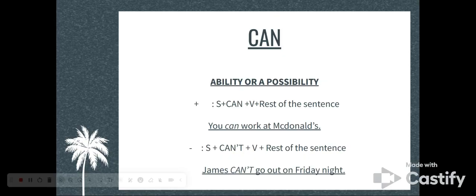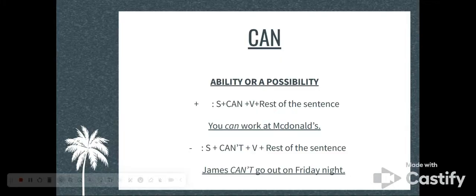So you can work at McDonald's. You don't have to. It's not an obligation. It's an option, a possibility. It's something that you can do. Okay, so if I say that you can work at McDonald's, it's because you also have the ability to work there. Okay, you're old enough, you know how to use a cash machine, or you know how to cook. So it's an option that is real, that exists for you.